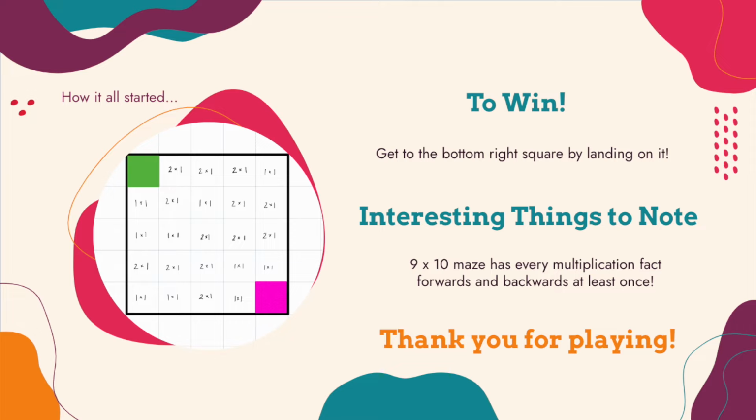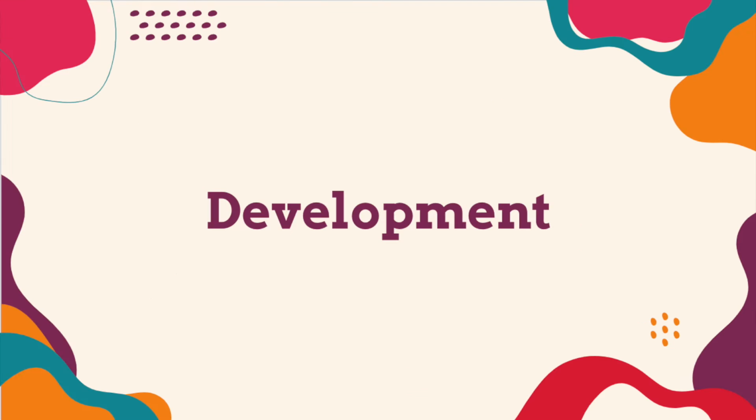If you get stuck, how could you use the idea of knowing where you want to end up? A cool thing to note is that the 9 by 10 maze has every multiplication fact forward and backwards at least once. I hope that you enjoy solving these mazes, but what I really hope is that you can make your own. Here is how I figured out how to make them myself.